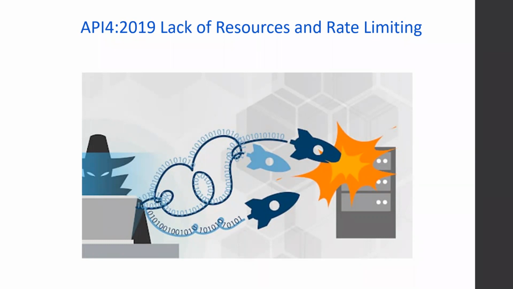Anyone cannot consume the API endpoint straight away 400, 500, or 600 times. There has to be a limit set by you as a developer, because it can lead to brute force attacks, or it increases the load or decreases the performance of your API. So there has to be some resource and rate limiting implemented.